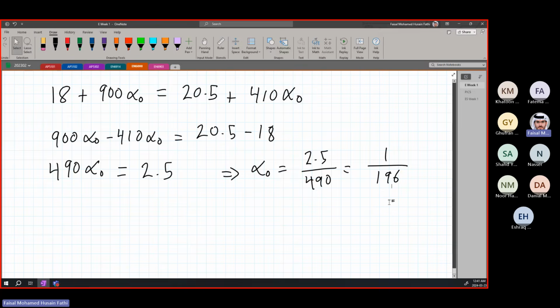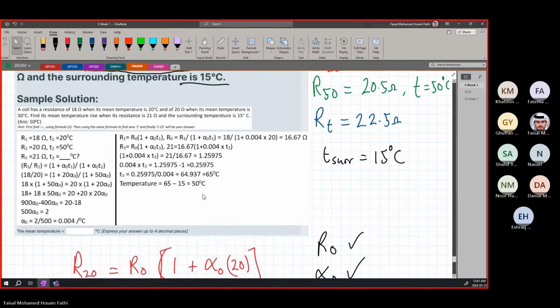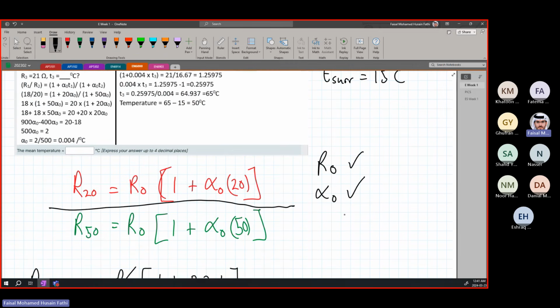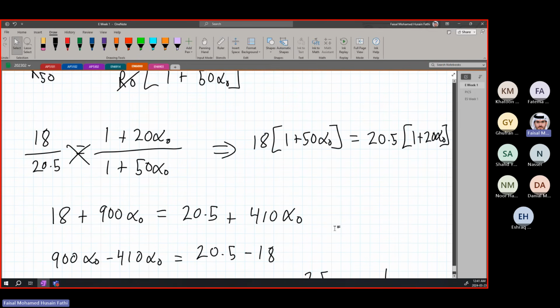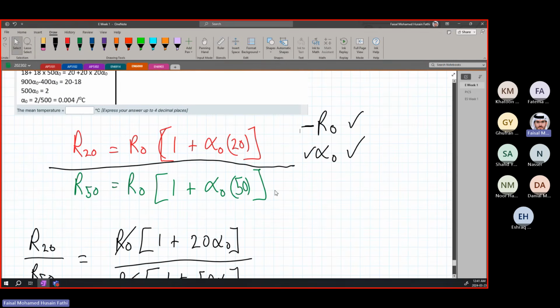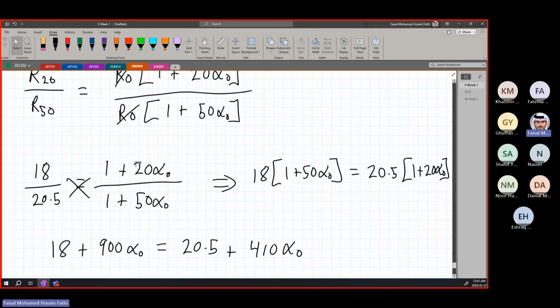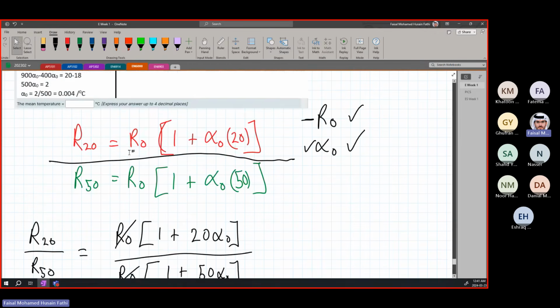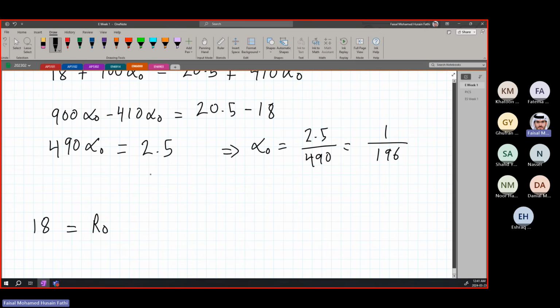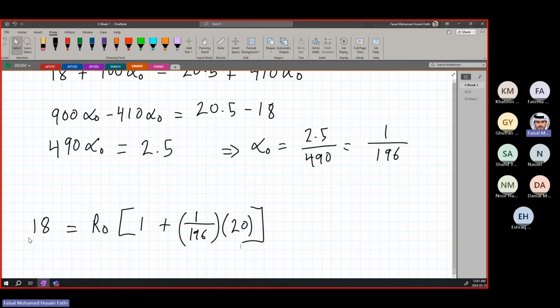Now we found our alpha 0. We need to find our R0. We just substitute this back, just like we usually do in simultaneous equations, we substitute it in any of these equations. But let's say we substitute it in the first equation, R20, which is 18. So 18 is equal to R0 into 1 plus alpha 0, which is given now as 1 over 196, this is our alpha 0, times 20. And now we solve for R0.